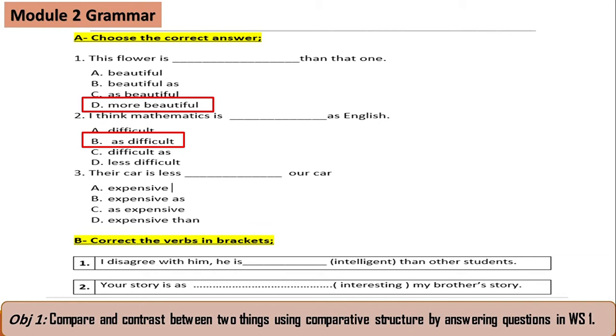This car is less expensive than our car. Now correct the adjective between brackets. I disagree with him. He is more intelligent than other students.